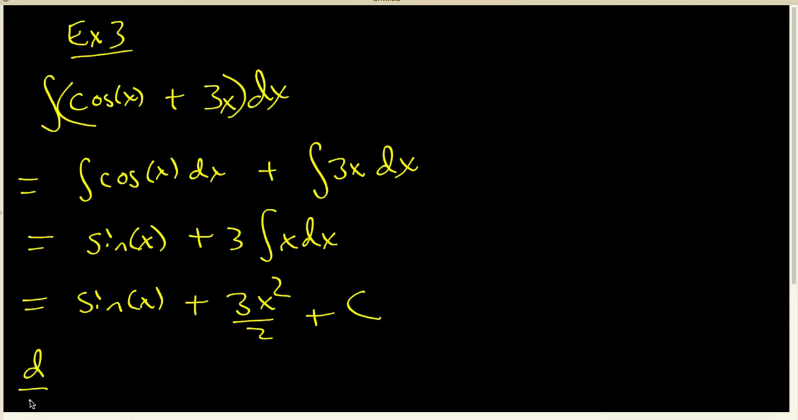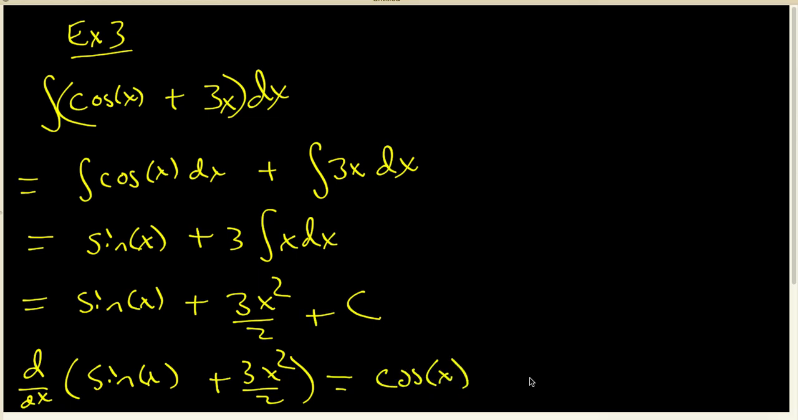And for our check, if I differentiate sine x plus 3x squared over 2, we will get cosine of x plus 3x. And so our check works. So this is the check.